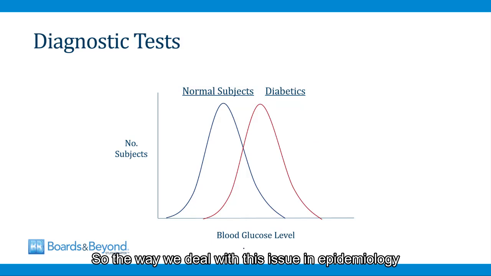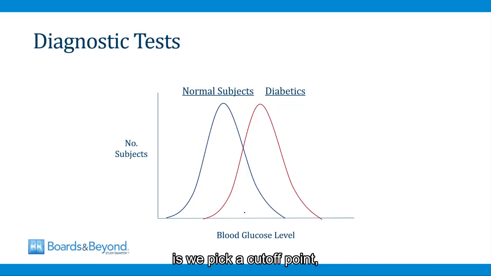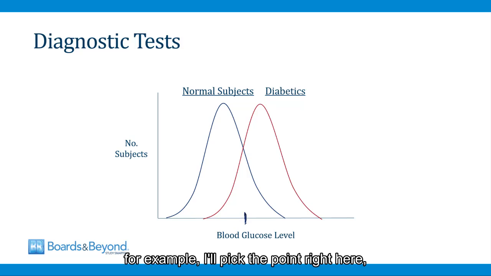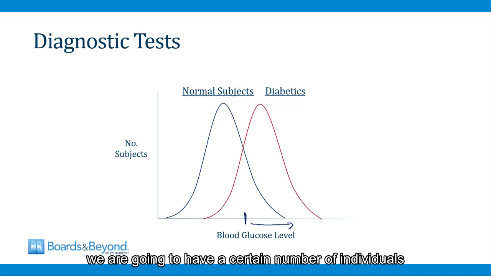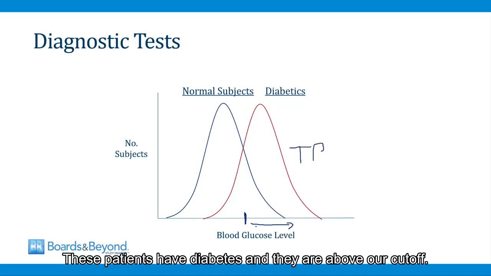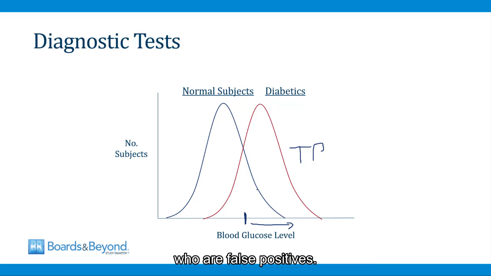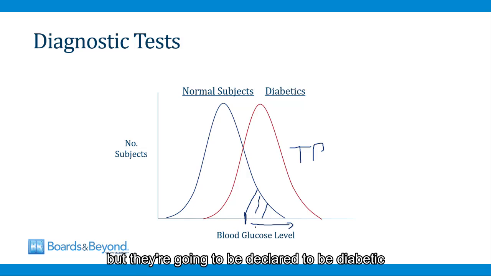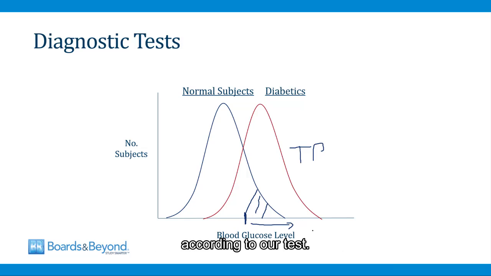So the way we deal with this issue in epidemiology is we pick a cutoff point. For example, I'll pick the point right here. And then above that cutoff point, we are going to have a certain number of individuals who are true positives. These patients have diabetes and they are above our cutoff. But we're also going to have some patients who are false positives. That's all these patients right here. These are normal patients, but they're going to be declared to be diabetic according to our test, and therefore they are called false positives.